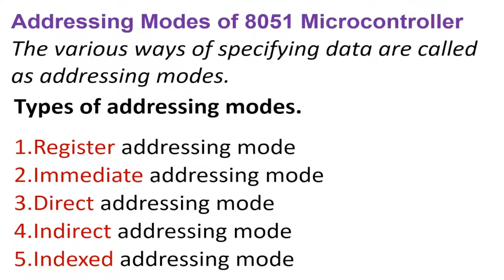These are the different types of addressing modes of 8051 microcontroller. First one is register addressing mode, second one is immediate addressing mode, third one is direct addressing mode, fourth one is indirect addressing mode, and fifth one is index addressing mode. Out of these five modes, the last three, direct, indirect, and index addressing modes, are related to memory. It means that data is stored in memory.